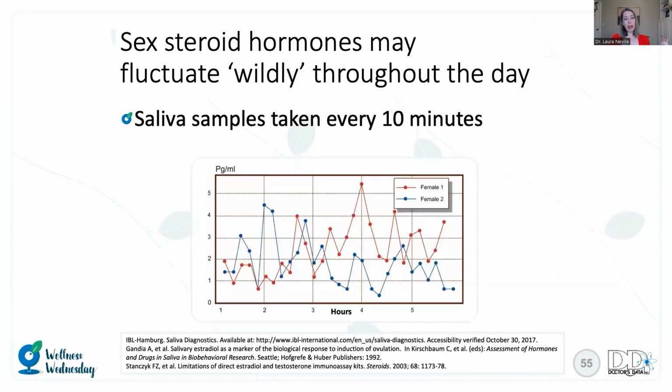Okay, and remember that steroid hormones fluctuate throughout the day. And so this is an example of that. Saliva samples were taken every 10 minutes in this case. So if we were to capture just one component of that, we might be capturing a peak or a trough, and there would be quite a degree of difference there. So what our lab does is a pooled sample from those 4 collection tubes so that we're getting an average and we're not capturing a peak or a trough there.